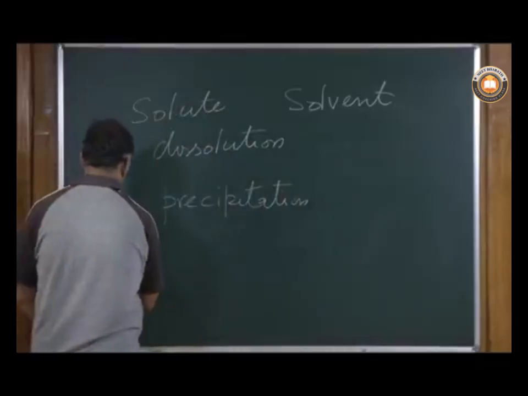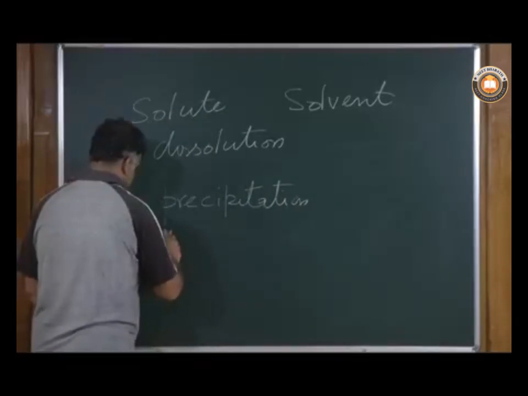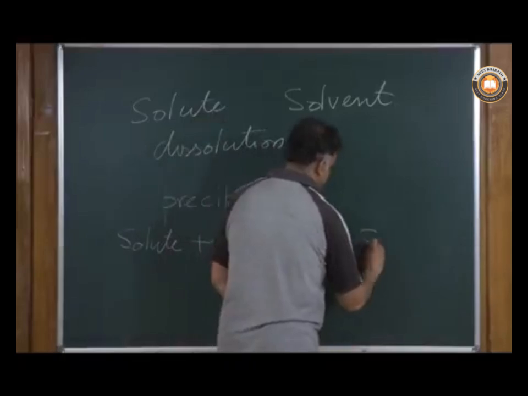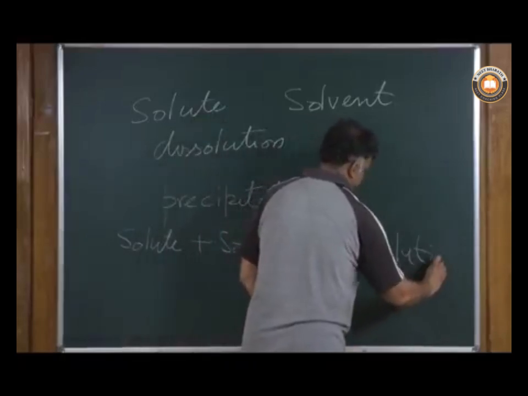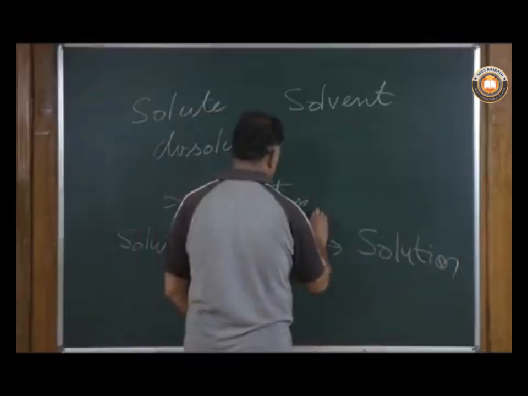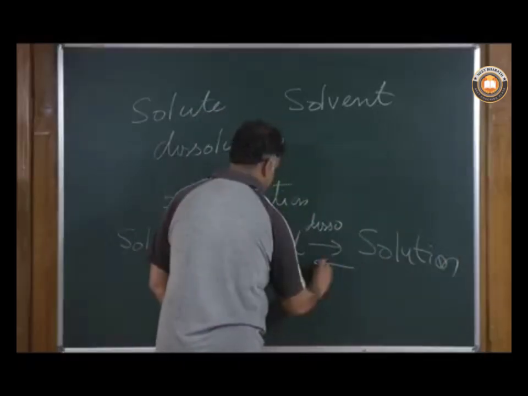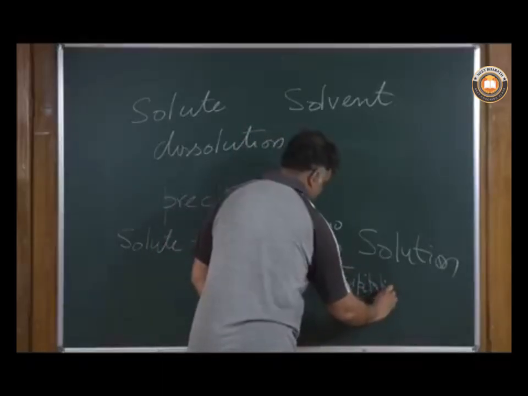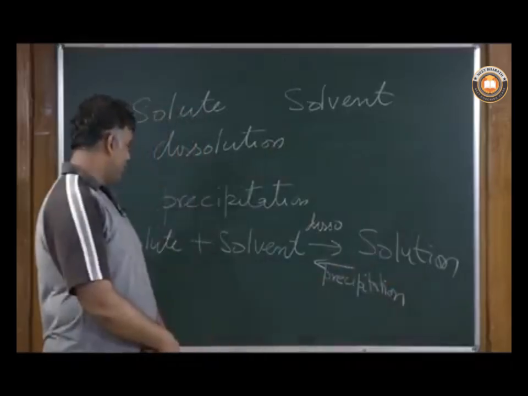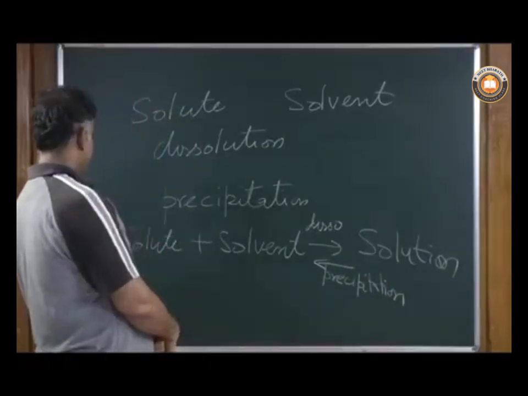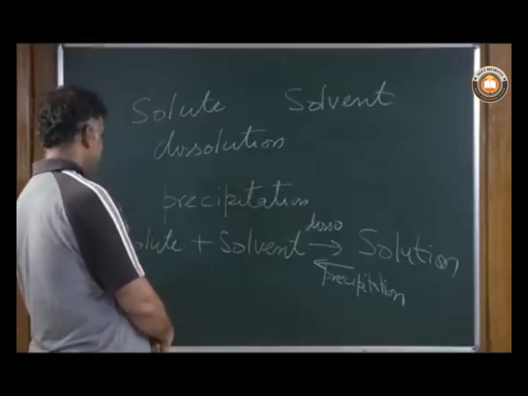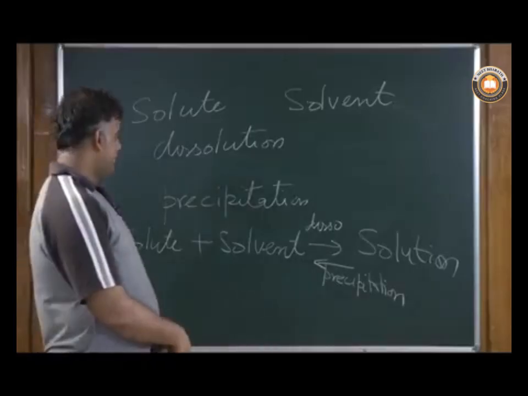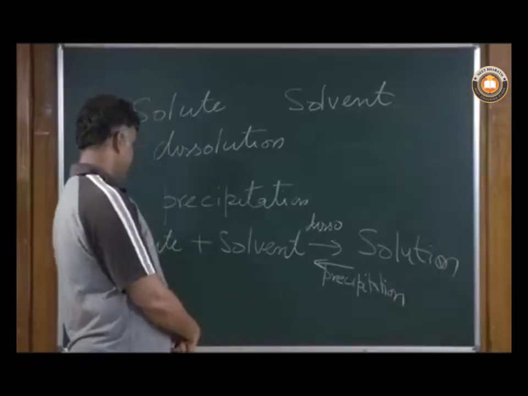So we have solute plus solvent, and we are getting solution. In the forward direction the dissolution is happening, and in the backward direction precipitation is happening. And then there is a dynamic equilibrium. The rate at which solute goes into the solvent and the rate at which solute comes out of the solution, when the two rates become equal, then we have equilibrium.